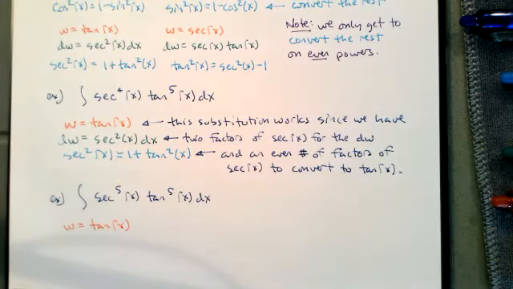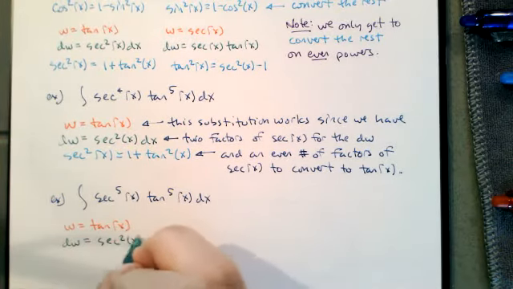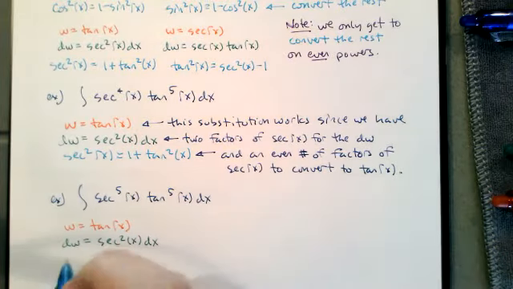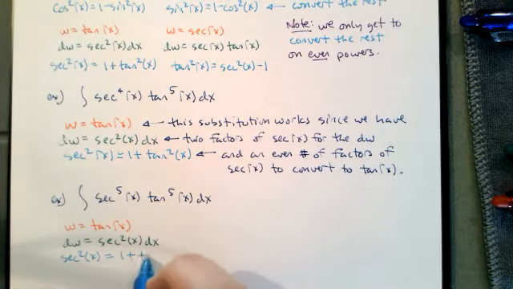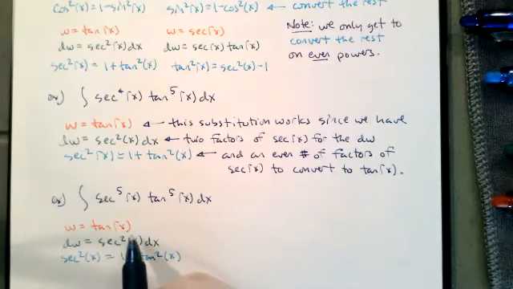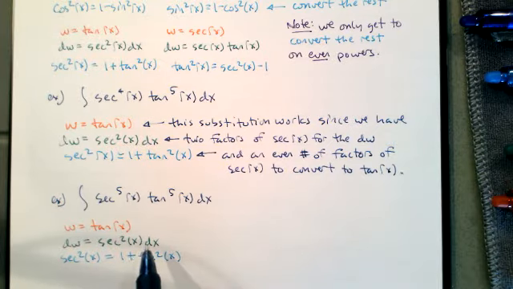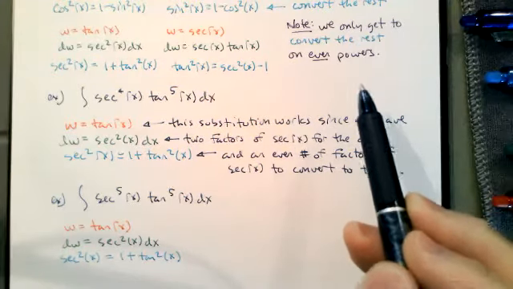So w equals tangent x would require dw to be secant squared x dx. And secant squared x is 1 plus tangent squared x. In this scenario, this substitution is not going to work because I need to save 2 factors of secant for the dw, but then I'll have an odd number of secants left over that I can't convert. We can only get to convert the rest on even powers. That's what makes the substitution go.